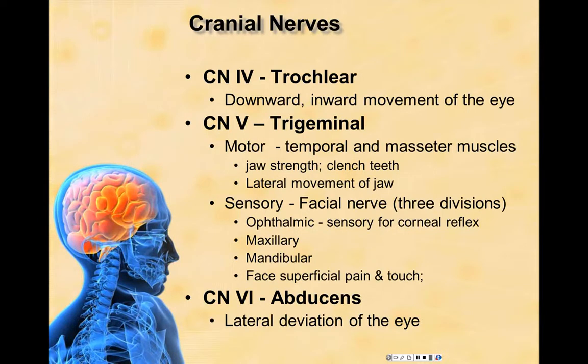And then cranial nerve 6, or the abducens, is responsible for the lateral deviation of the eye. So cranial nerve 3, 4, and 6 are responsible for all 6 of the extraocular movements, or all 6 fields. So just remember, lateral is cranial nerve 6, downward, inward is cranial nerve 4, and all the rest are cranial nerve 3.